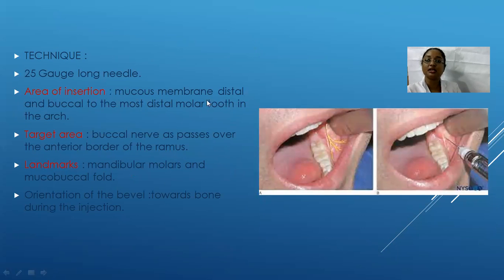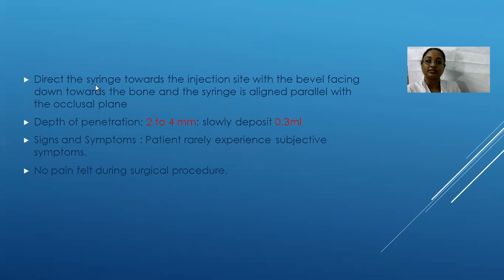The area of insertion is the mucous membrane distal and buccal to the most distal molar tooth. The target area is the buccal nerve as it passes over the anterior border of the ramus, with the landmarks being the mandibular molars. Always orient the bevel towards the bone. Then direct the syringe towards the injection site. The depth of penetration is about 2 to 4 millimeters, and slowly deposit 0.3 ml.